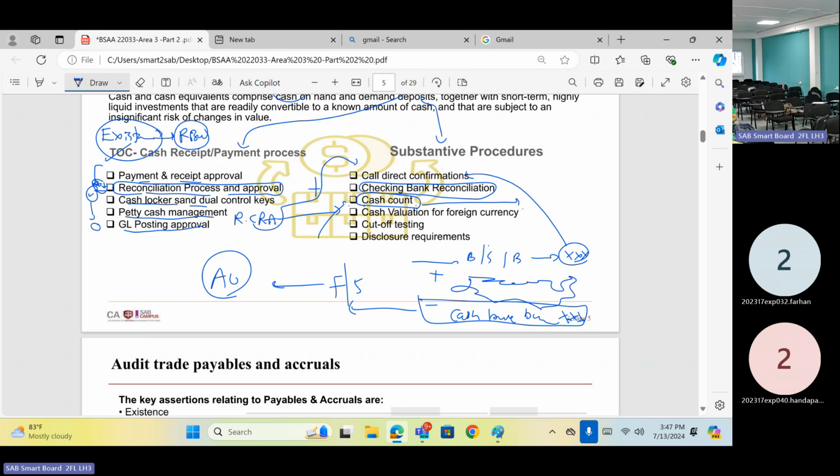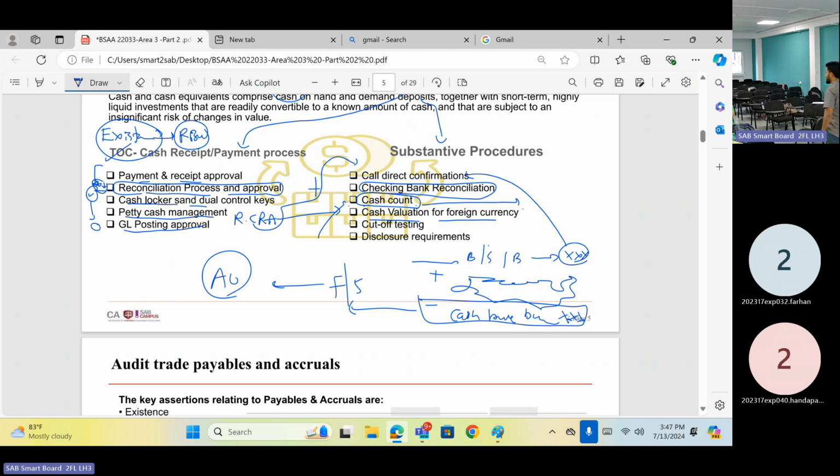Sometimes you may have foreign currency. If it is a bank or other institution or hotels, sometimes you may have dollars or foreign currency, right? If you are having foreign currency, what you have to do? You have to do the cash valuation, right? Cash valuation. So to value cash, what's the exchange rate you have to get? Buying rate or selling rate?